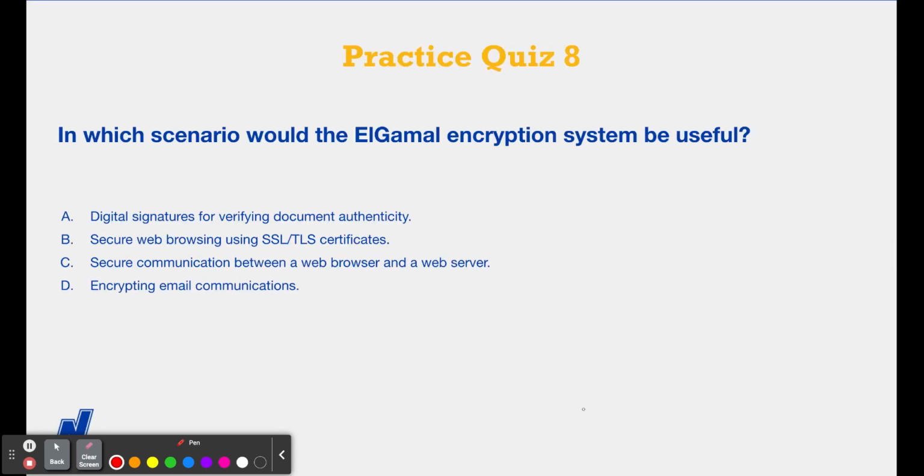So next, let's jump over to a quiz question about ElGamal encryption. It is also a very hard thing to pronounce over and over again, so my apologies.